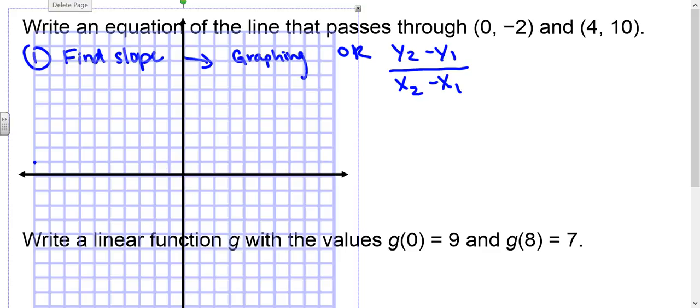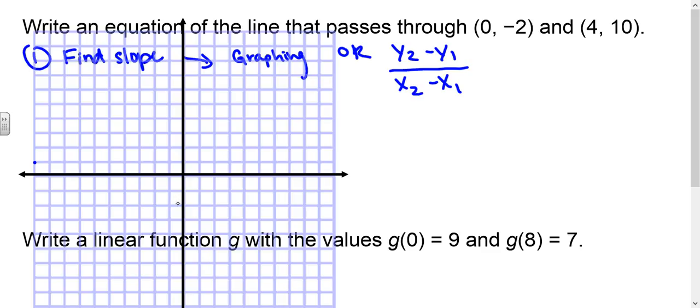So if I was graphing these points, 0, -2, and positive 4, 10, I would have a really big, steep slope between these points. Okay? So I could count the rise over the run, or I can just use my formula.